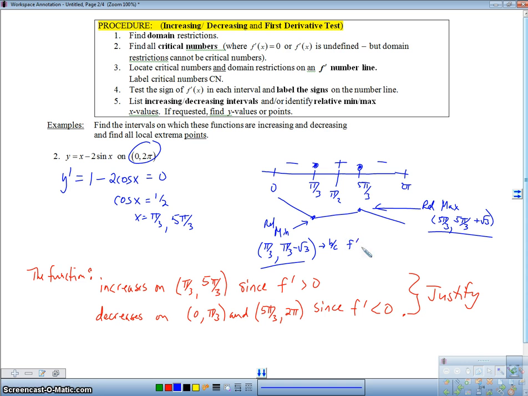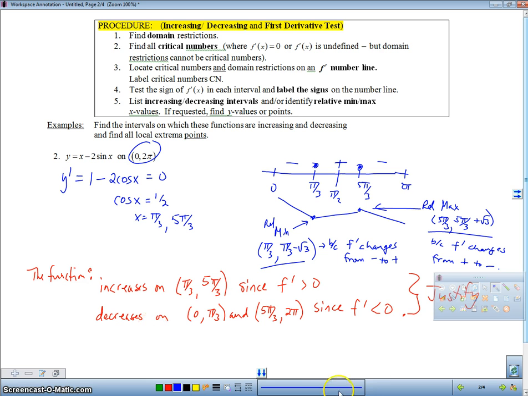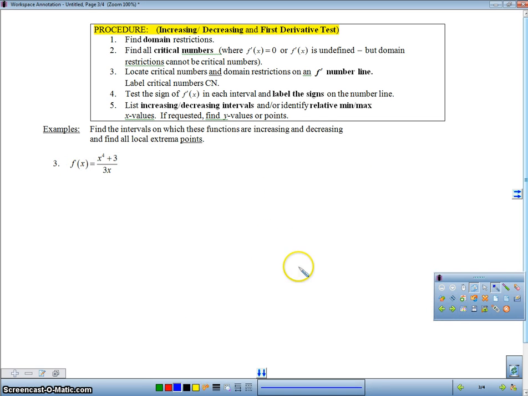Because f prime changes from negative to positive. And over here, the relative max, because f prime changes from positive to negative. Okay, so we have to write here somewhere why we know it's a relative min, why we know they increase, and why we know they decrease. I think I have some time. We can do a couple more here, and so let's go on to the next one here.